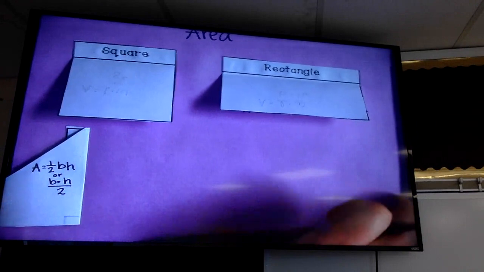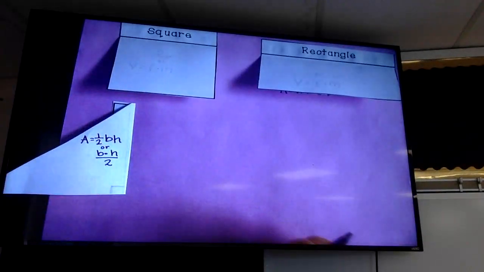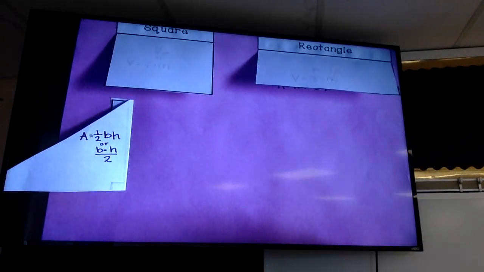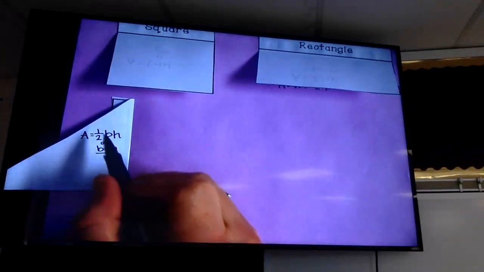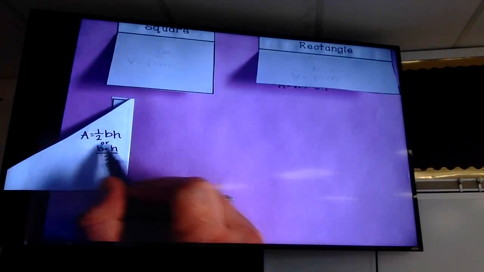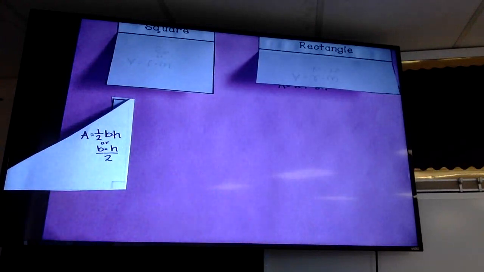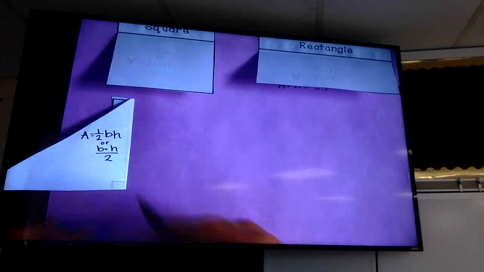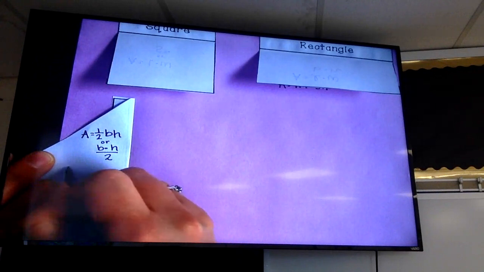So again, it's up to you which formula you are most comfortable with, probably whatever your teacher taught you last year. I know growing up, I was always taught 1/2 times base times height. I know more and more people are using base times height divided by 2, so I'll probably use that here today. So I have my triangle.